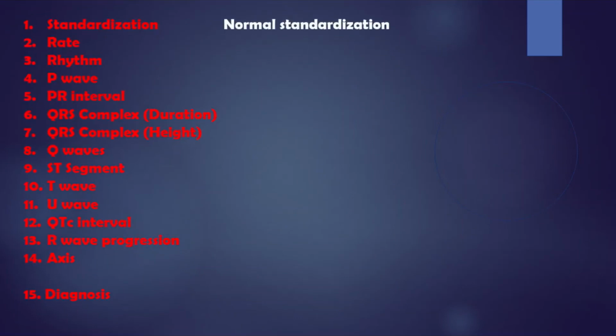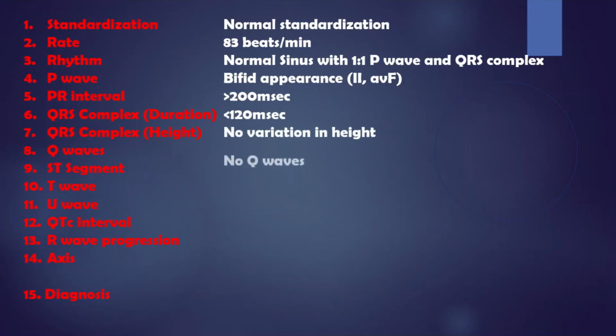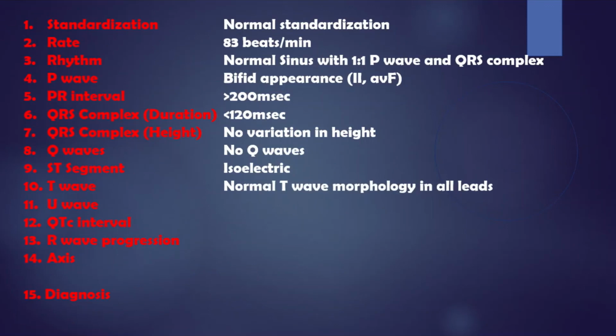Normal standardization, normal rate, rhythm is sinus, the P wave appeared bifid in the inferior leads, the PR interval was more than 200 milliseconds. The QRS complex duration and height was normal. There were no Q waves. The ST segment was isoelectric. T waves were normal. There was no U wave. The QTc interval using the Bazett formula was 376 milliseconds, which is normal.